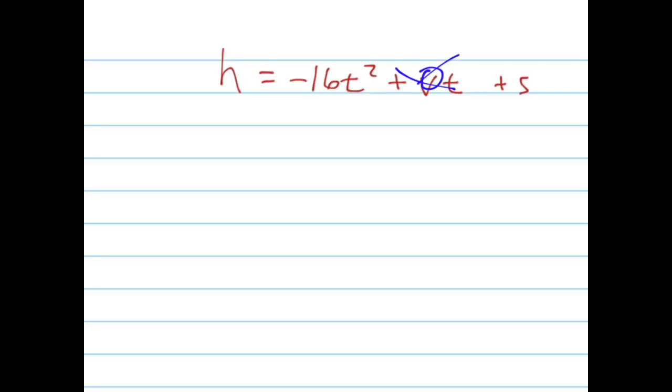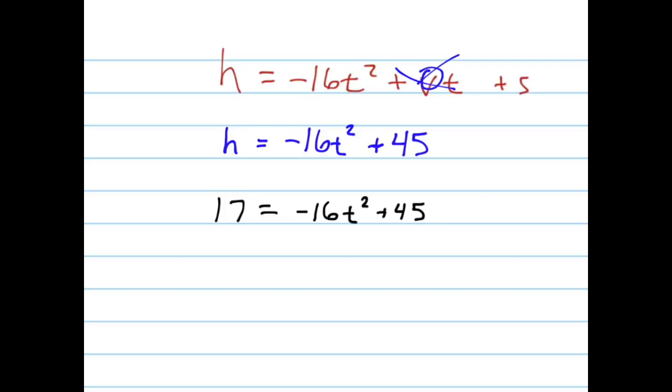What's the initial height of the ball? 45 feet. And we want to know how long it's in the air. Well, where is the ball caught at? 17 feet. So we want to set h equal to 17. And what do you do with the 45? Subtract 45 from both sides gives us negative 16t squared equals negative 28.